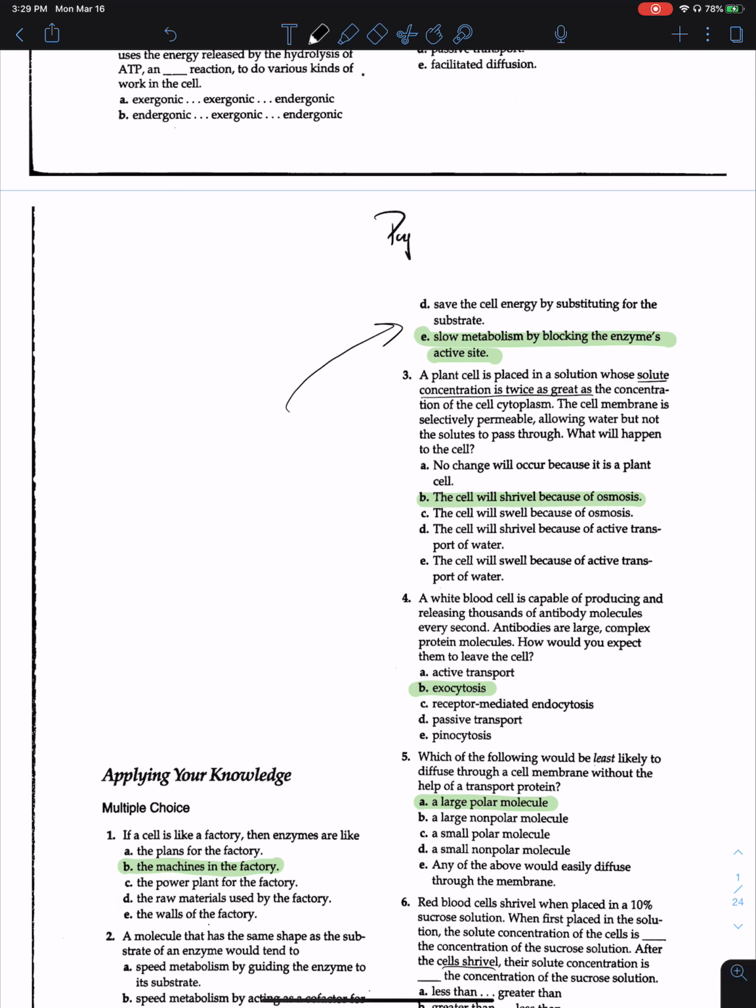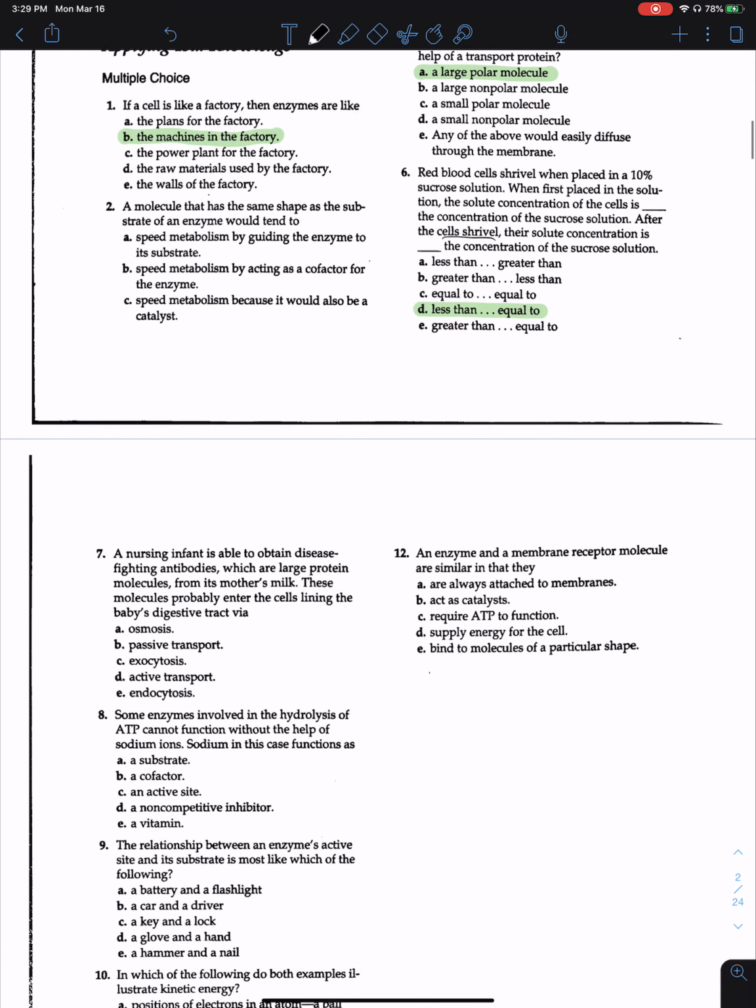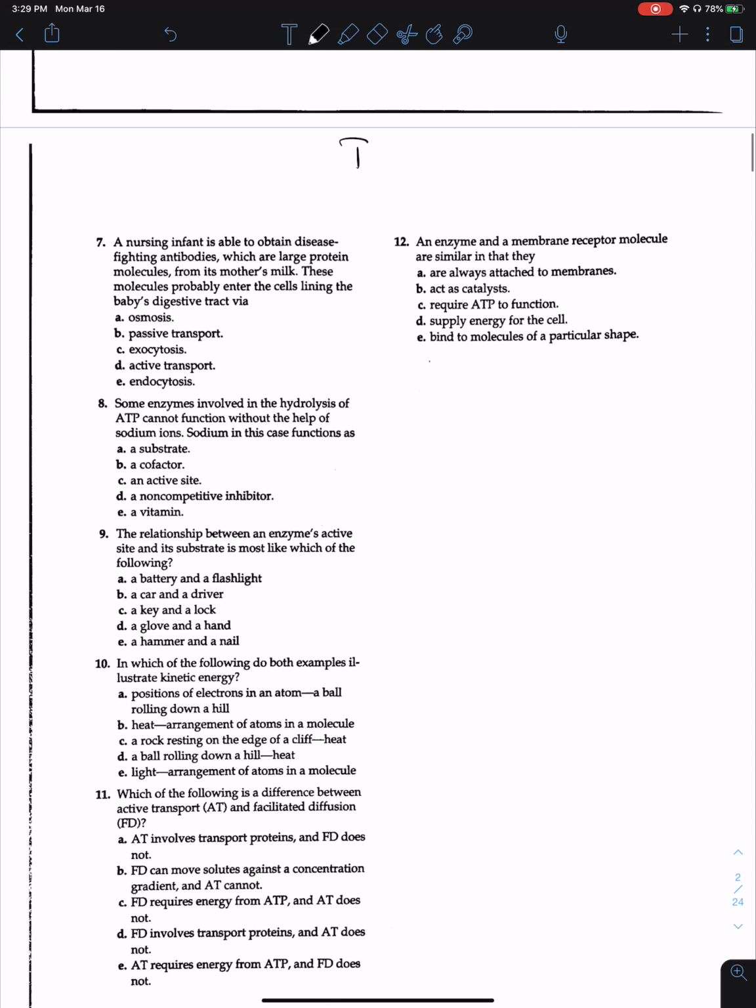This is page 2. And then here we are with page 3. All right, last bit of questions.